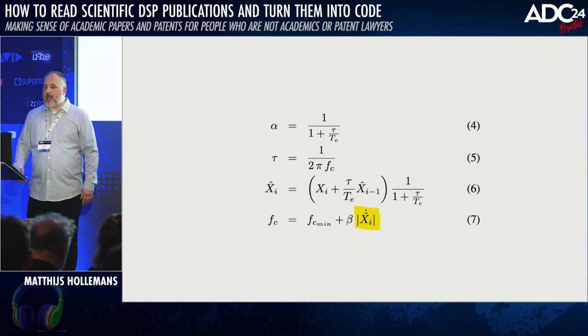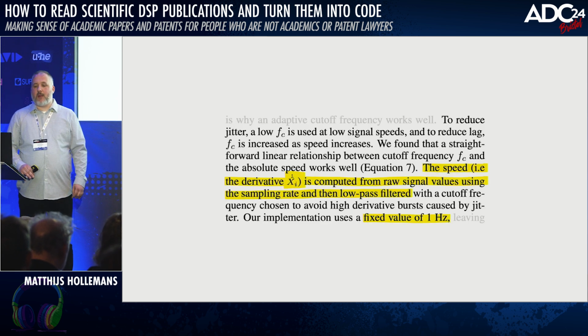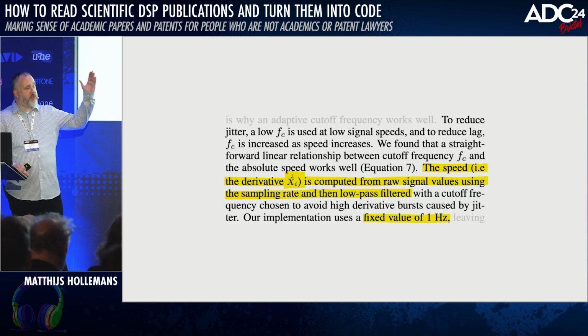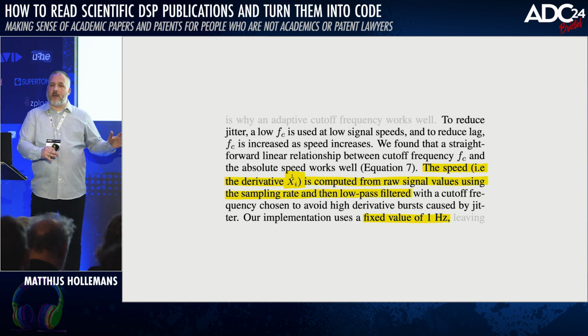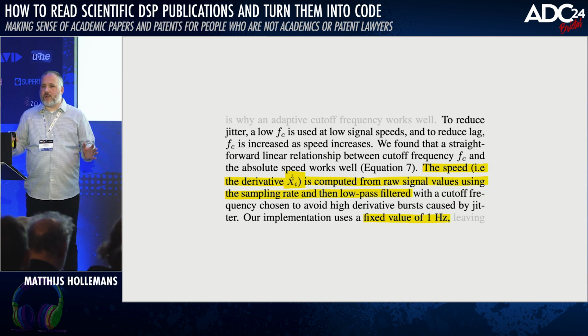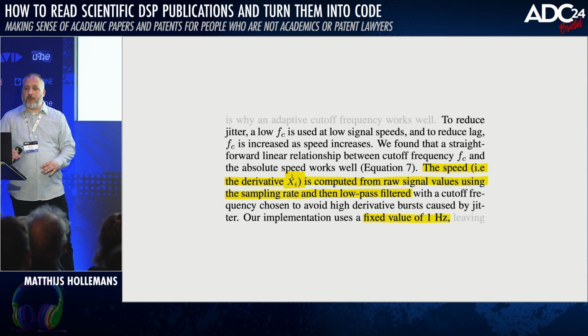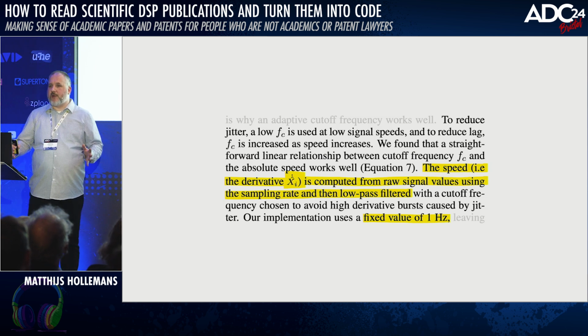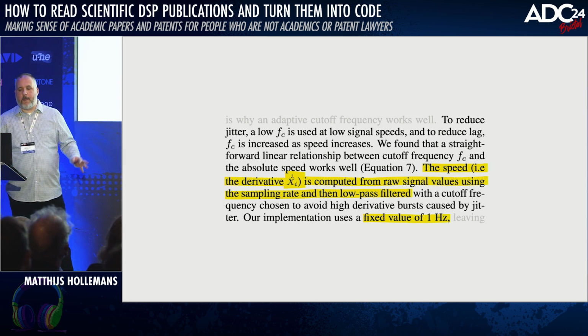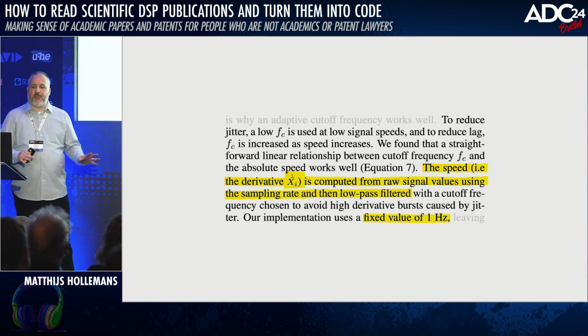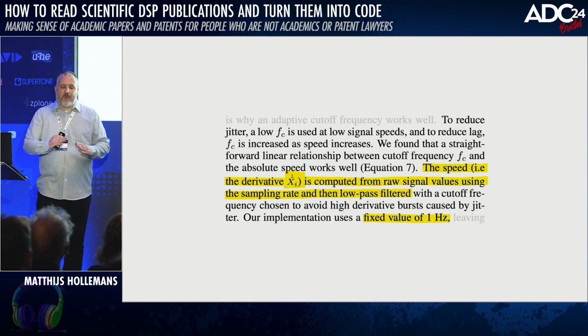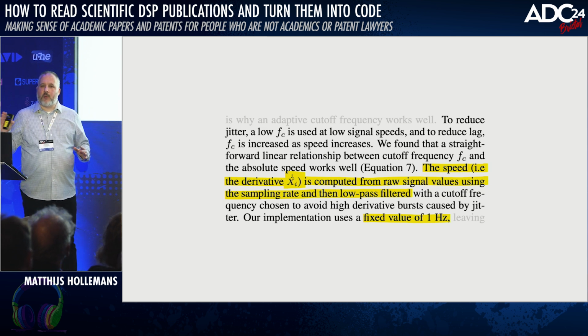But we also have no equation for calculating this X with a hat and a dot. So again, we look in the text and we get 2 whole sentences to explain what it is. Here it says that X with a hat and a dot is the derivative, or the speed of the signal. Now, remember earlier it said we need to calculate a derivative to figure out what the cutoff frequency of this filter is. So that's probably this one. And it says, how do we calculate this? It says it's computed from the raw signal values, and then it's low-pass filtered with a cutoff frequency of 1 hertz. Now, it's maybe not super obvious, but we are actually dealing with 2 low-pass filters in this algorithm, right? So there's the 1 filter itself, which has an adaptable cutoff frequency.